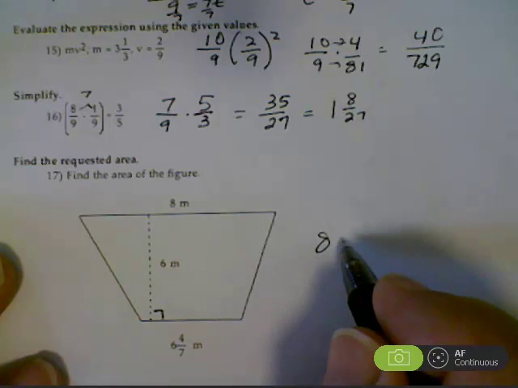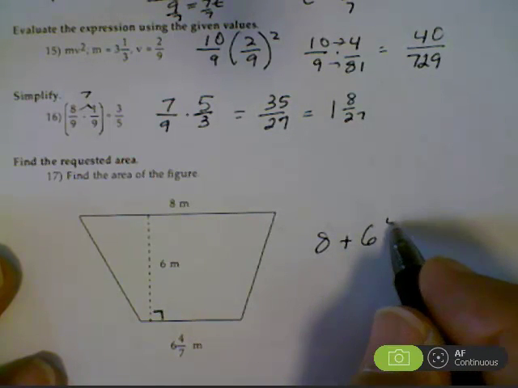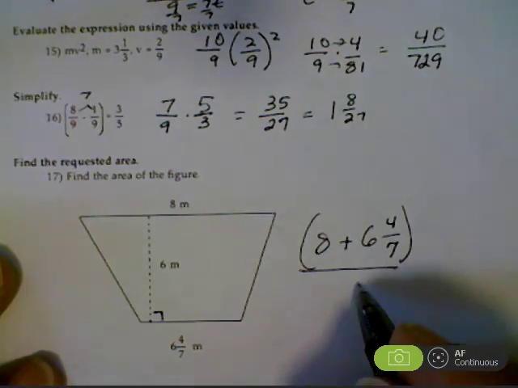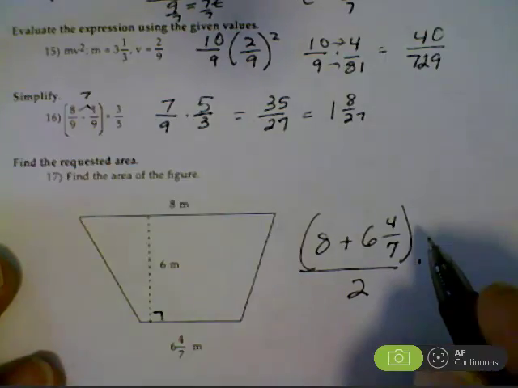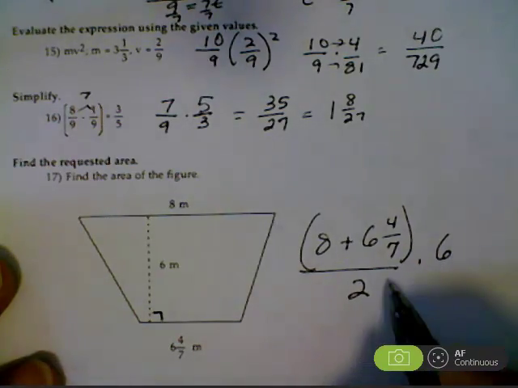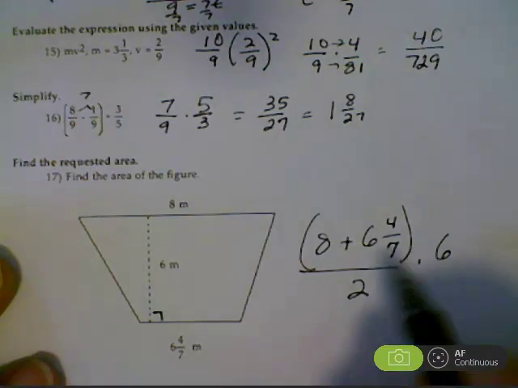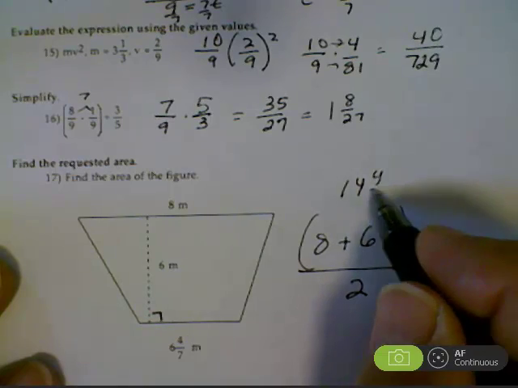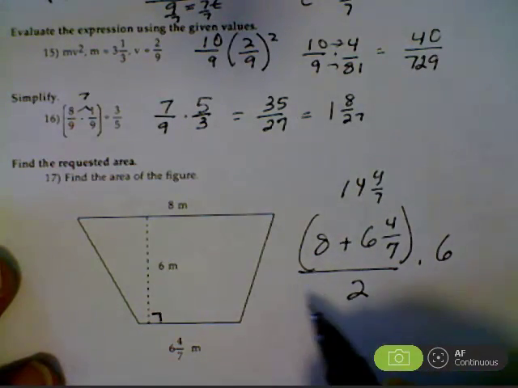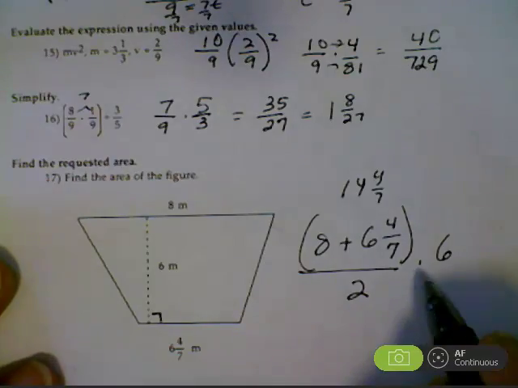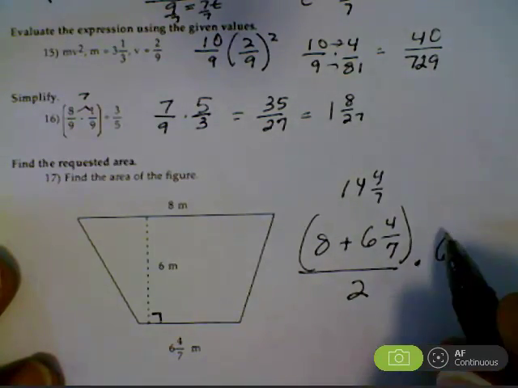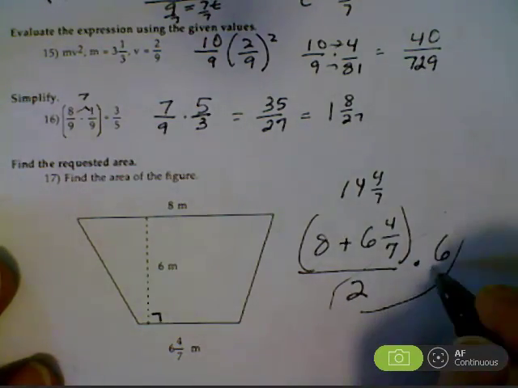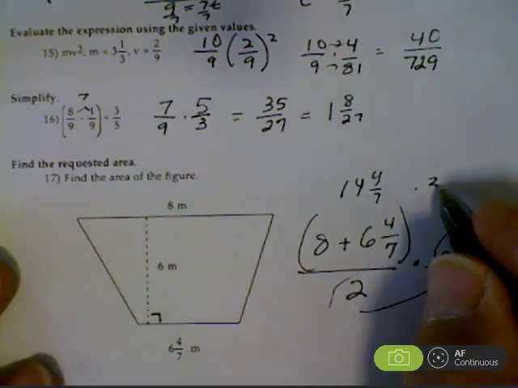So we have 8 plus 6 and 4/7 meters that we're going to take the average of and multiply it times 6 meters. So when we do this, we see that we have 14 and 4/7 meters, which we're supposed to take half of, but notice that with multiplication we can commute and associate the 2 and the 6, and 6 over 2 would be 3.